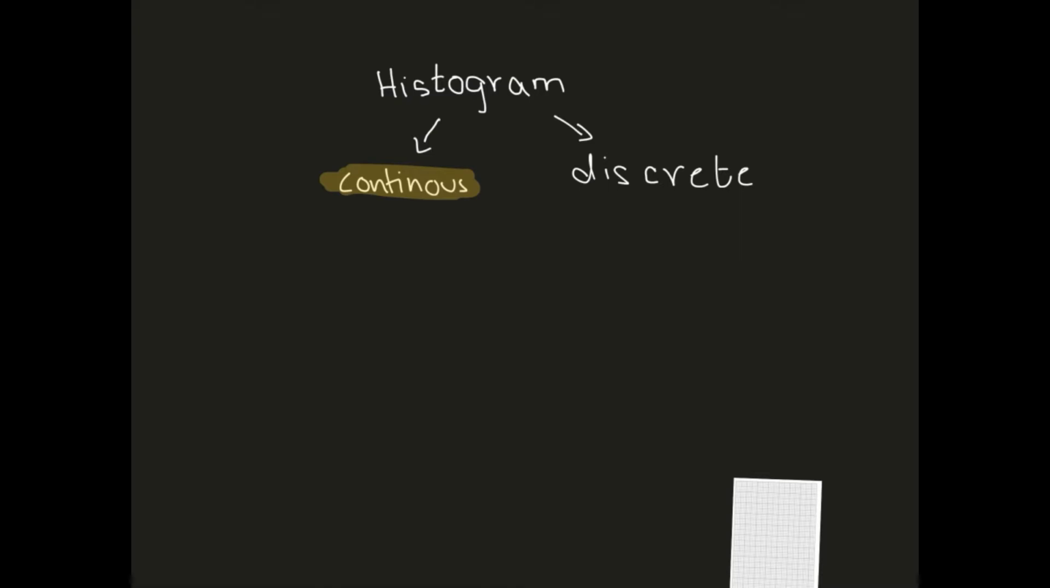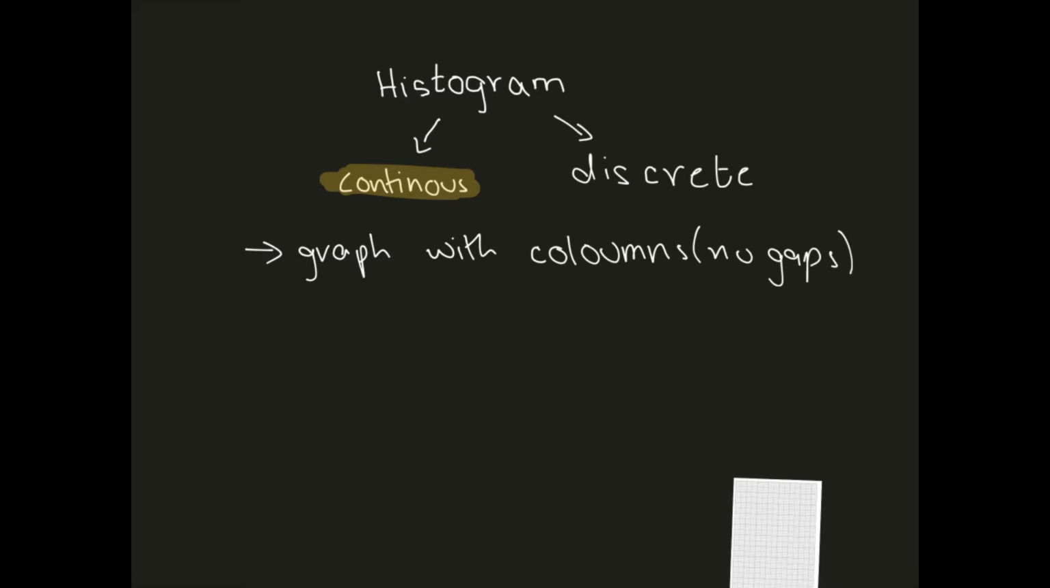So what exactly is a histogram? A histogram is a type of graph which has columns in it. So it is a graph with columns, but these columns should not have gaps between them. So no gaps. I'll tell you what I mean by that. Let me just write a data set down and I'll be back.